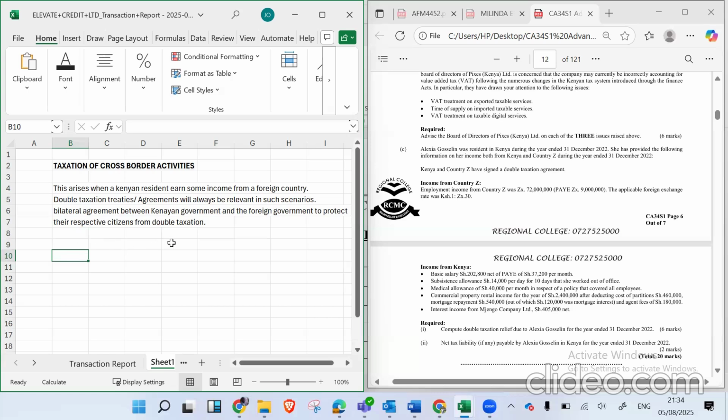So let's see this. Let's have Kenyan income, Kenyan taxable income. So we have basic salary. So we are having 202,800 plus 37,200. And that was monthly, we multiply by 12.